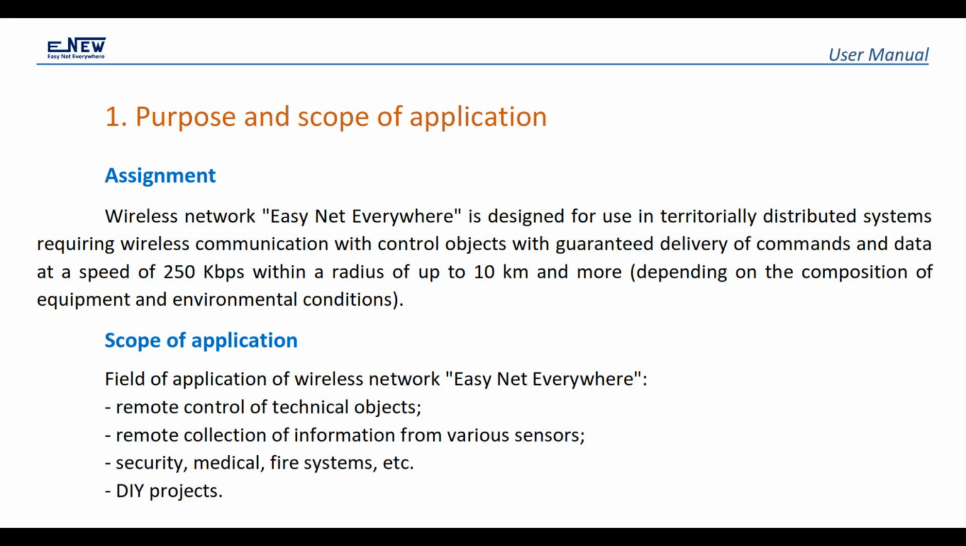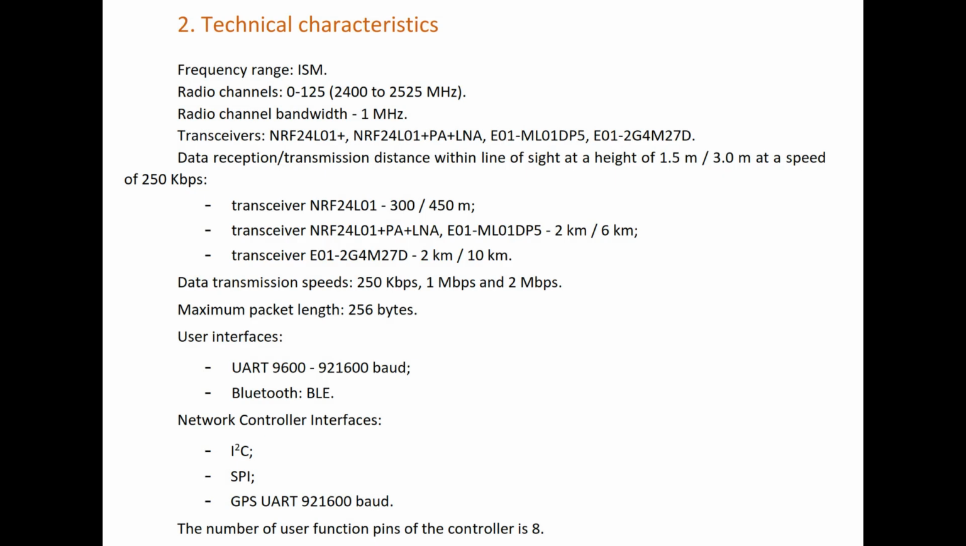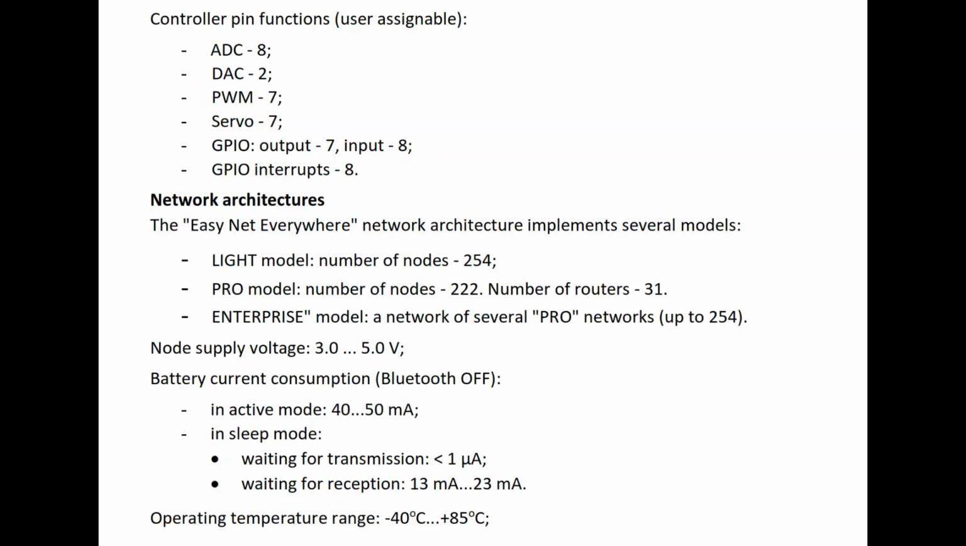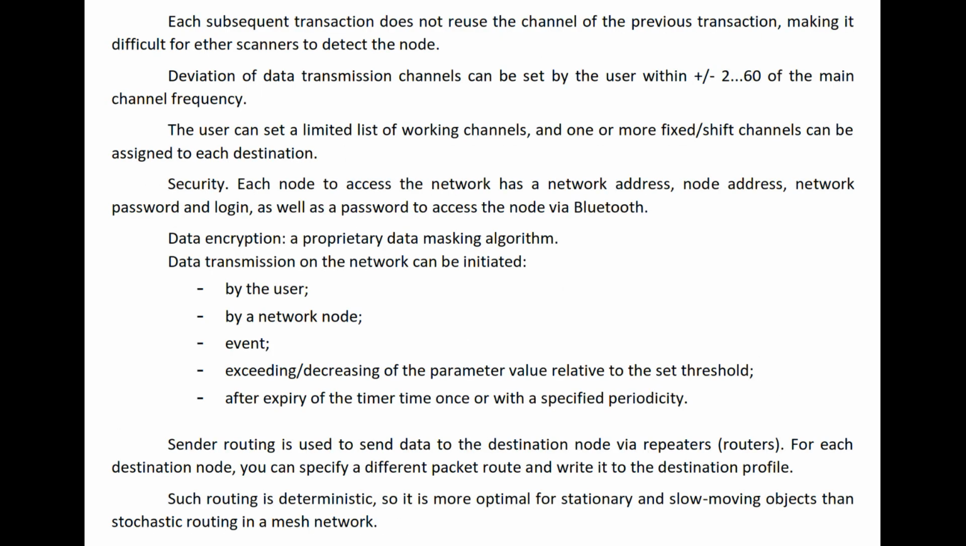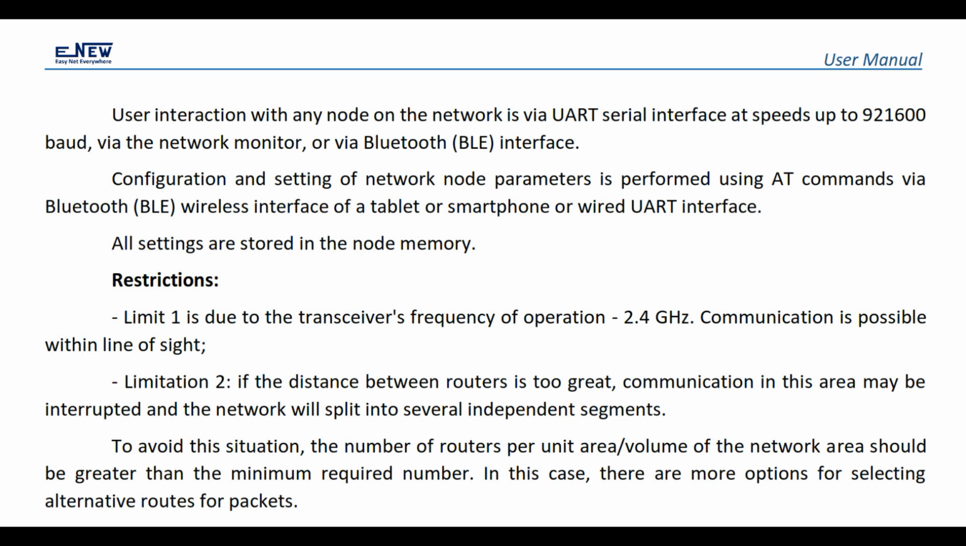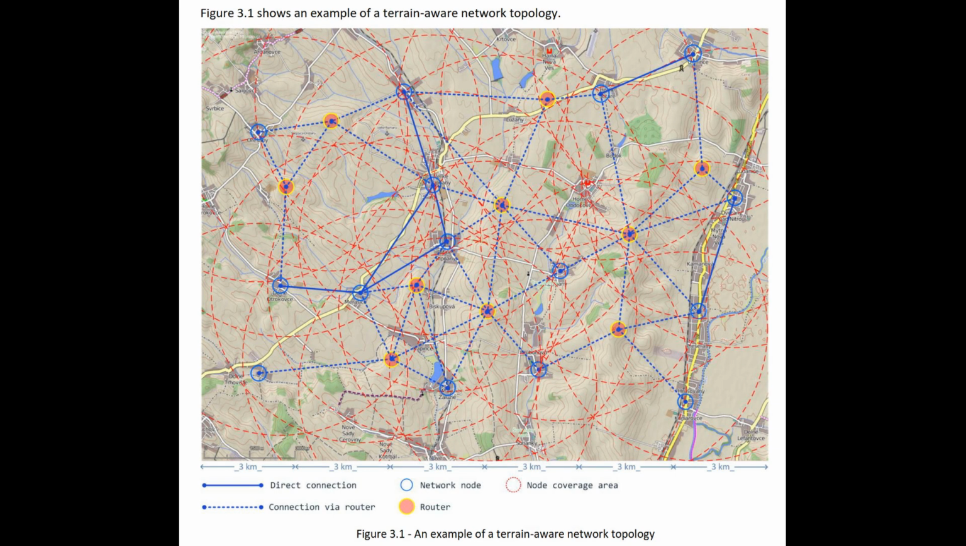The wireless network EasyNet Everywhere is designed for application in territorially distributed systems, requiring wireless communication with control objects with guaranteed delivery of data packets at a speed of 250 kilobits per second, within a radius of up to 10 kilometers and more. The high technical characteristics of the network are based on its purpose. EasyNet Everywhere is designed to solve various tasks in network projects of different complexity. The network is user-friendly and does not require in-depth knowledge of networking technologies. This allows the user to realize their network projects easily and effortlessly.